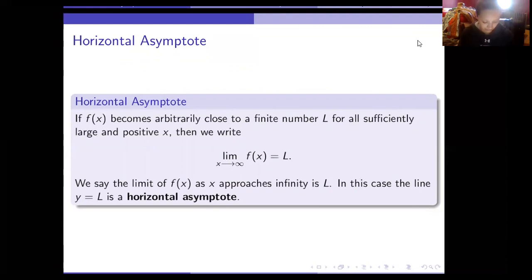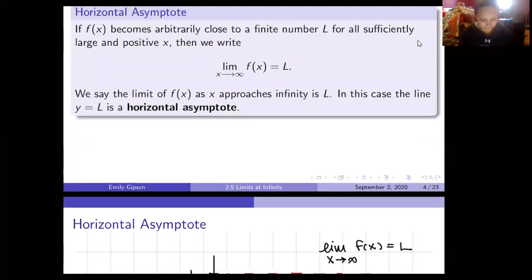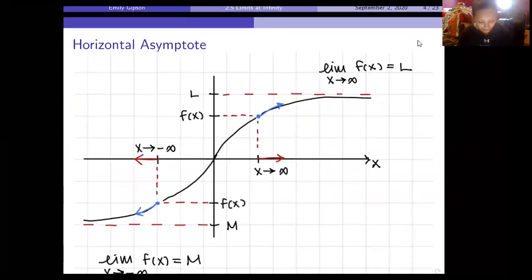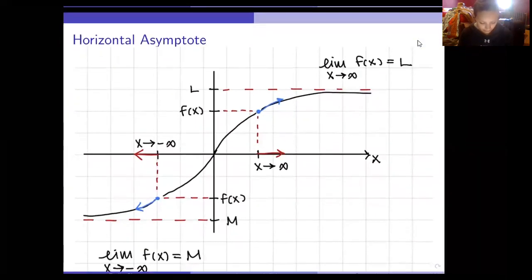So what exactly does this look like? Here I've got a graph, f of x, and as x approaches infinity, my graph, f of x, grows larger, and then at some point, it stops growing and looks like it wants to touch this line L, but it never does. And as we get negative and more negative, the same thing happens at the bottom. We're trying to approach this line M, but we just don't get there.